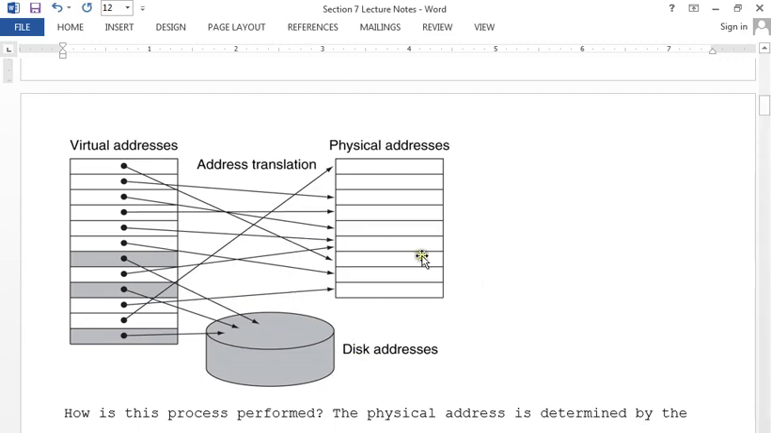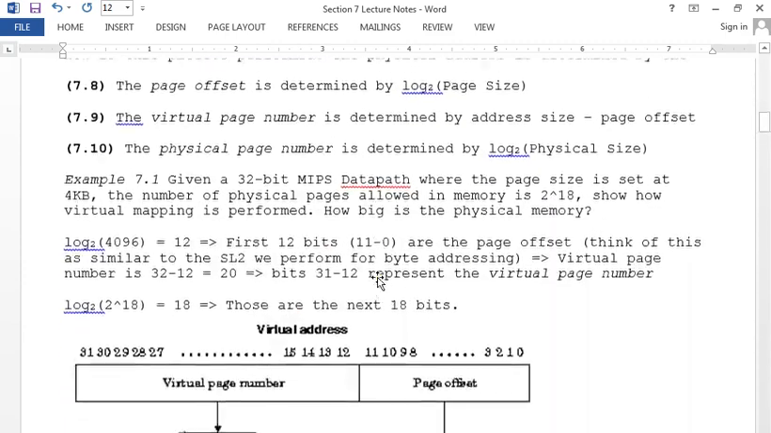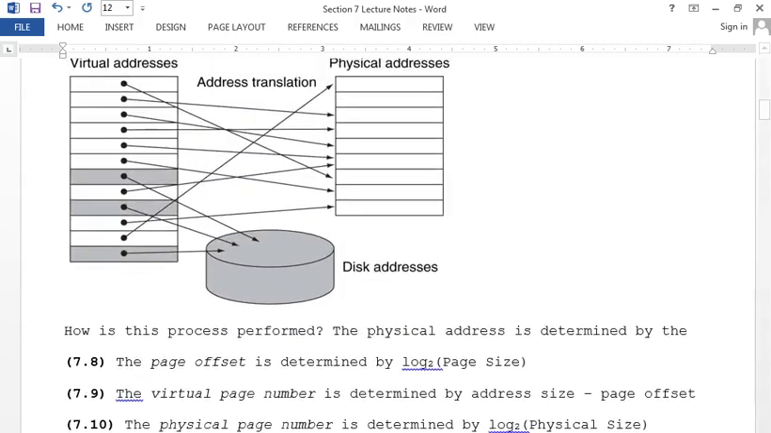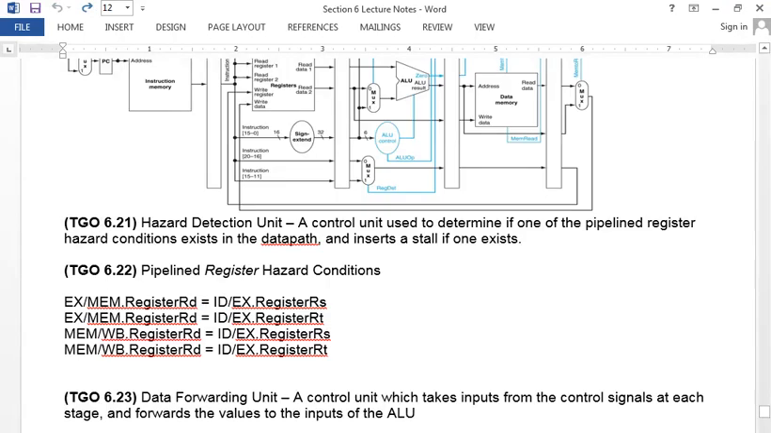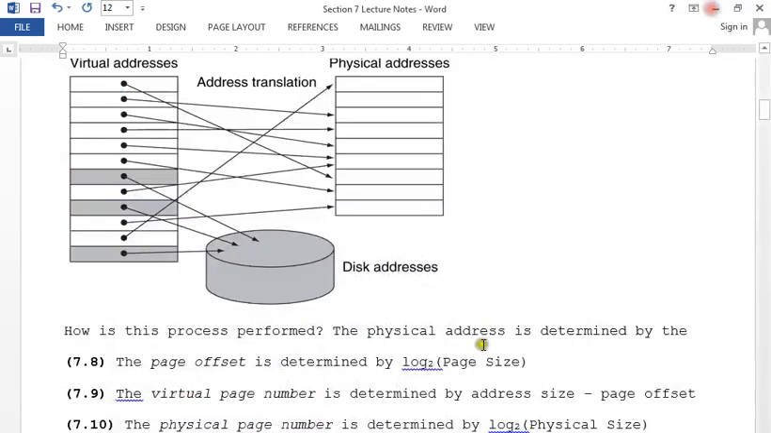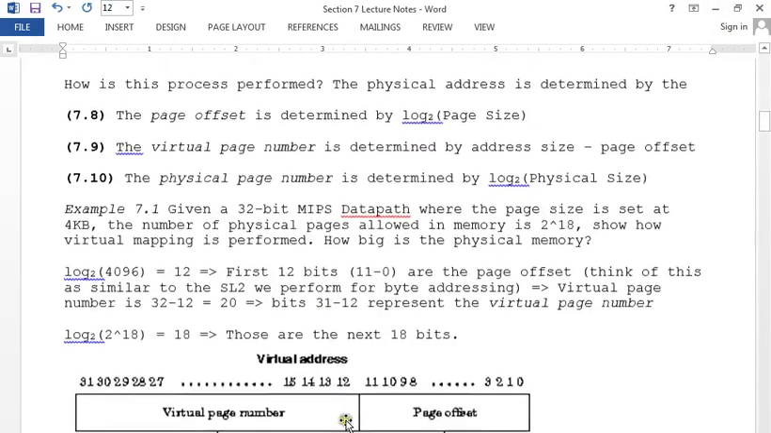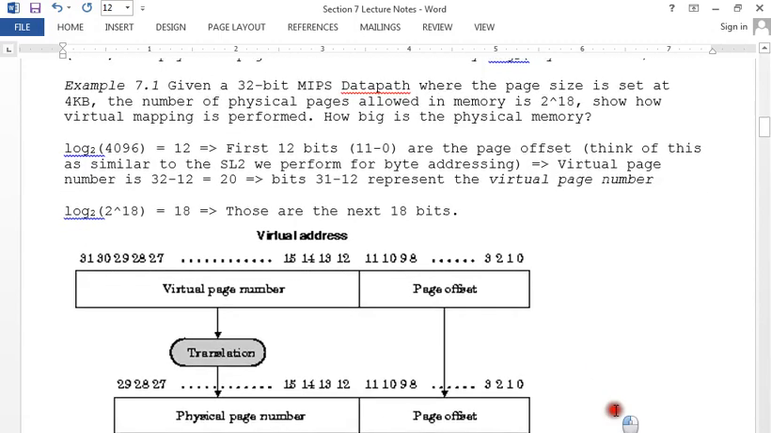And we're going to discuss this, and this is where we're going to end the lecture. So we're going to go through 6.21 through 7.10, and then example question 7.1.